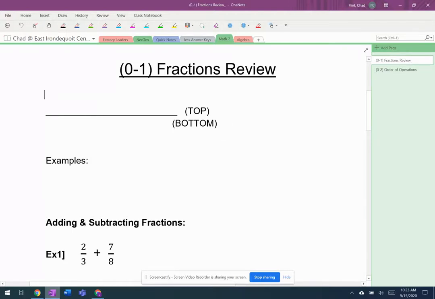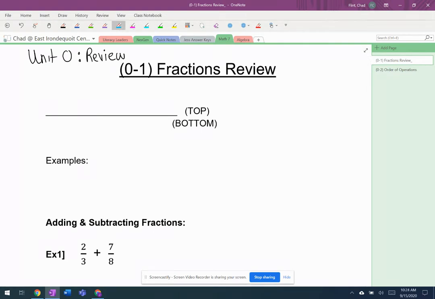All right, so today we're going to do a little review of fractions, stuff that you definitely talked about in sixth grade. So this is lesson 0-1, 0 for unit 0, because unit 0 is review. And this is lesson 1, fractions review.